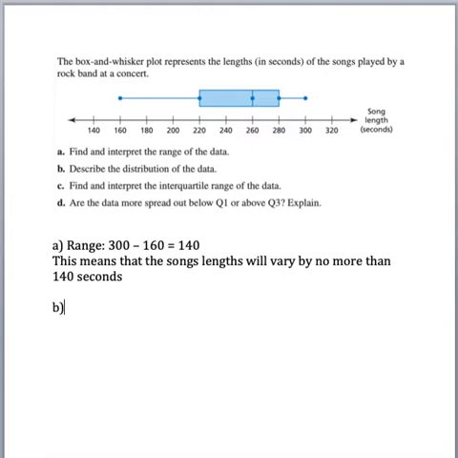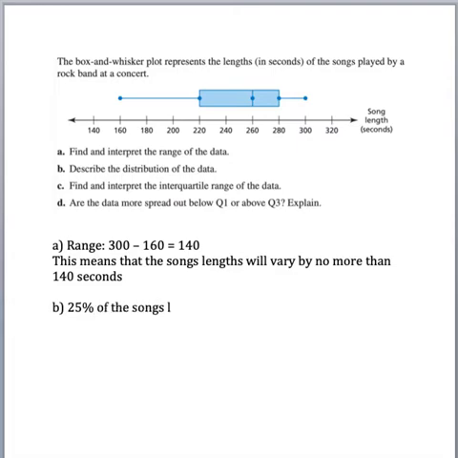All right, part B, describe the distribution of the data. Now this is where we're going to think about where the majority of the data is located. Remember, inside the box, in between quartile 1 and 3, is where 50% of the data is located. 25% of the data is located in the first whisker, and then the other 25% of the data is located in the second whisker.